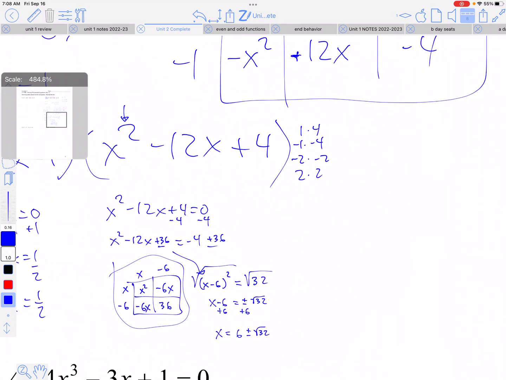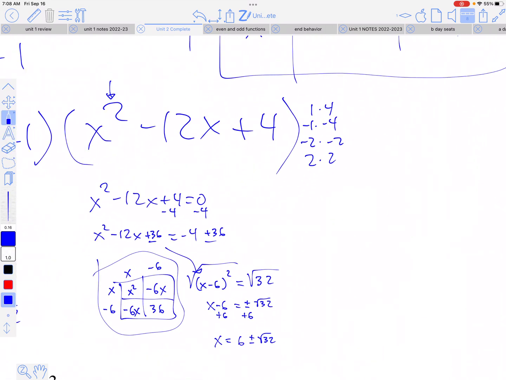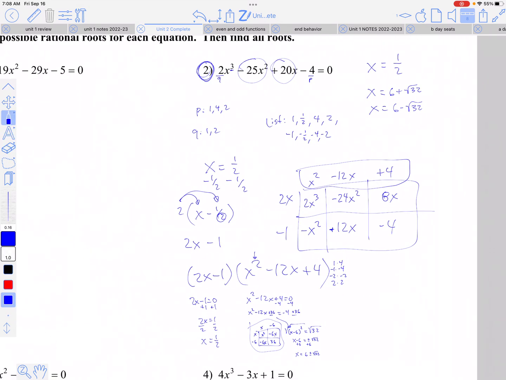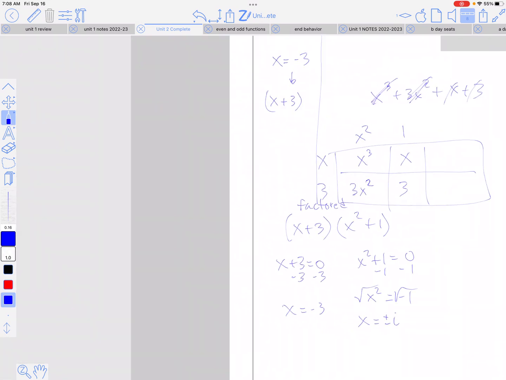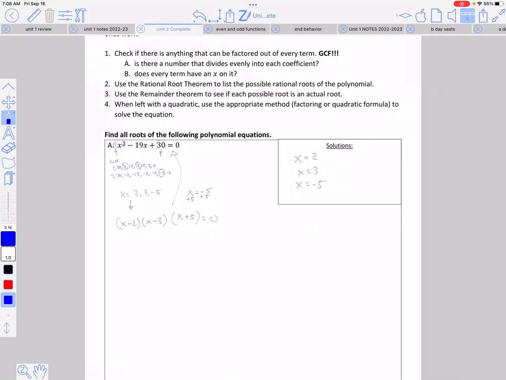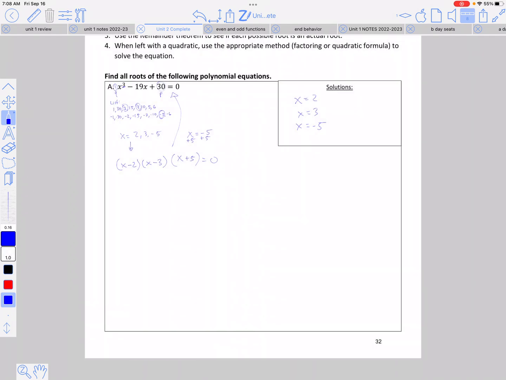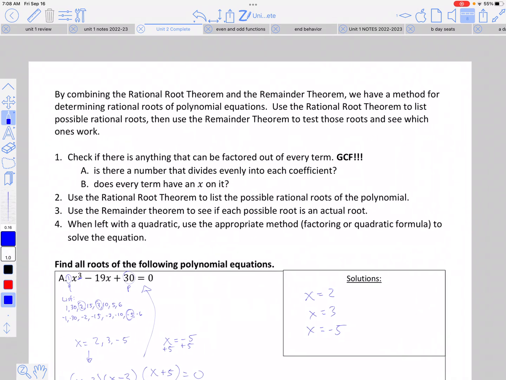So if you still have your notes from before, we went over completing the square earlier because you're going to need it this year, like I said. You're going to need factoring. But that's what we do. So if you turn back to page 32, you're going to see the instructions.